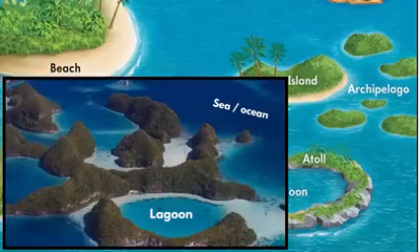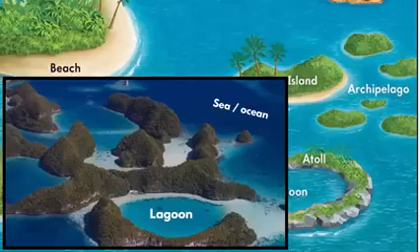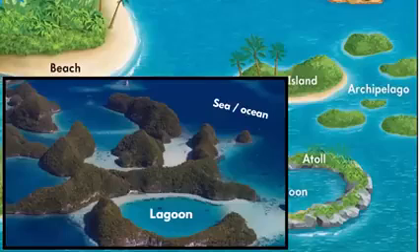Otherwise, a simple lake can also be called as a lagoon. But then if a lake is near to a sea or ocean and somehow the lake gets water from the nearby sea or an ocean, then we call it a lagoon.